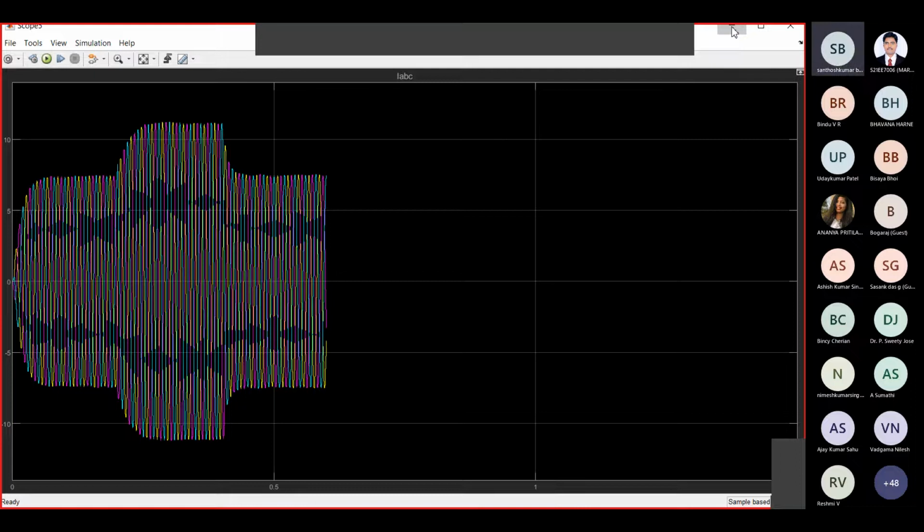So now I will open the different scopes, then you can understand the controller performance. Now I am showing the VABC, the load voltage. Here you can see I am giving the reference value of 100, so we get 100 volts here.